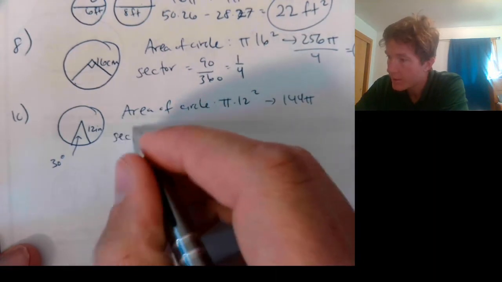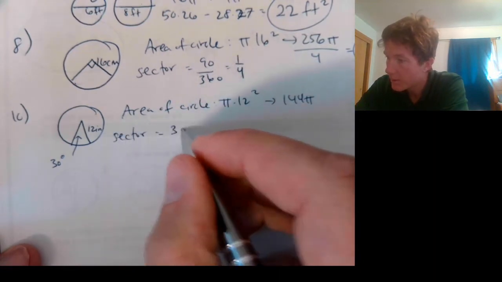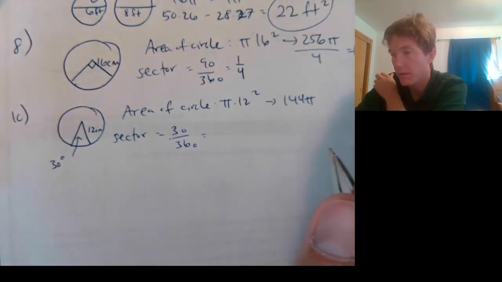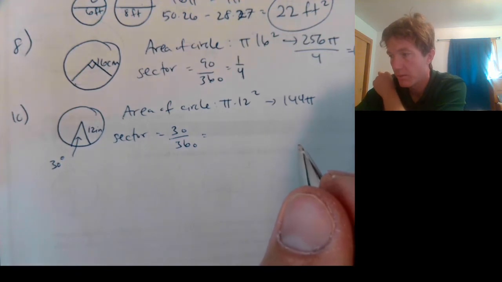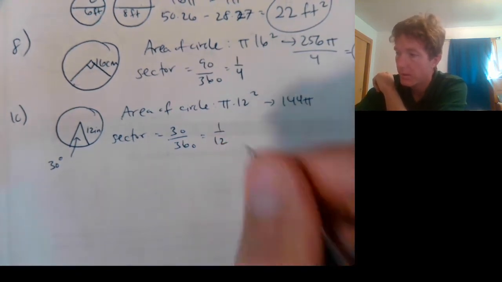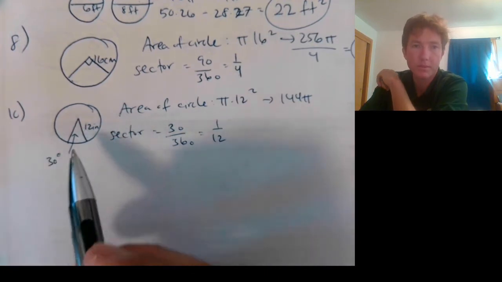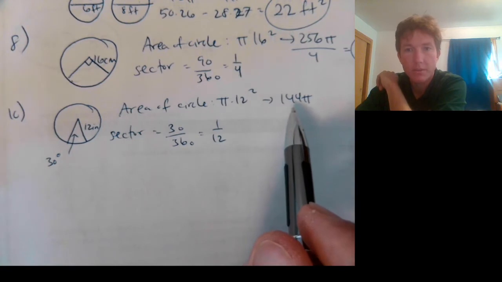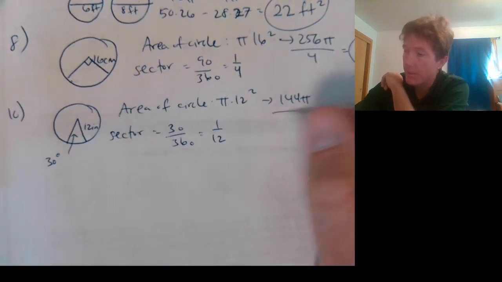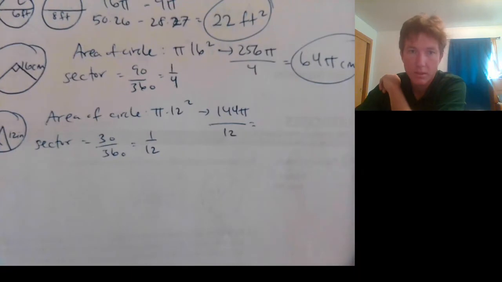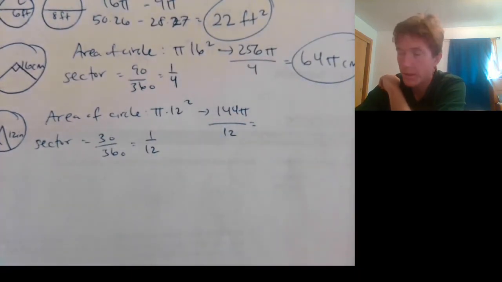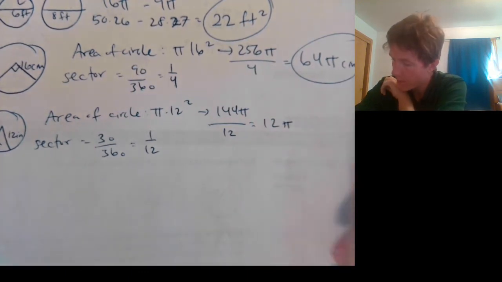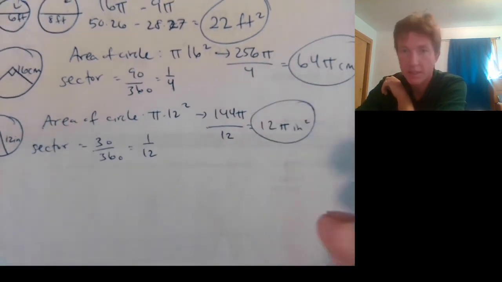And then our sector is 30 over 360, or what is that? 12? Yeah. So the sector here is 1/12 of the full circle. Imagine a pizza with 12 slices. So if I just want the area of one of those slices, I'm going to divide this answer by 12. Or I can multiply it by 1/12. Same thing. And you get 12 pi inches squared. That's the area of your sector there.